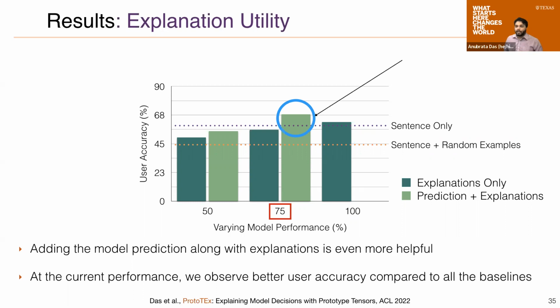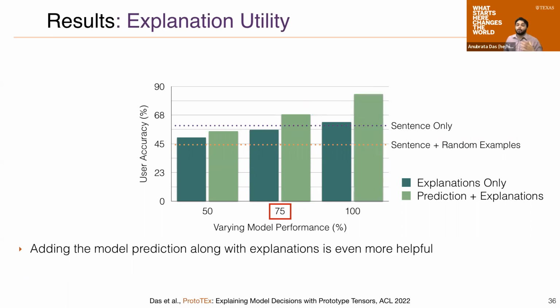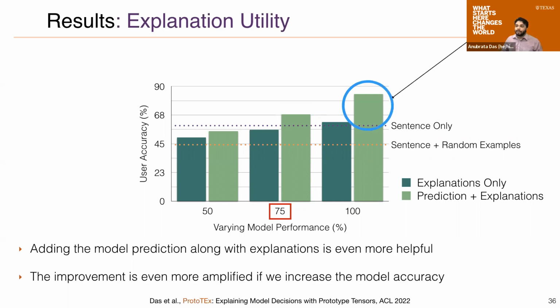Now, if we had a way to improve the model accuracy even further, and if we want to get a sense of what the upper bound might look like for user performance, given a much higher model performance, we see that there is a vast improvement when there is prediction and explanation present for identifying whether a text is propaganda or not.